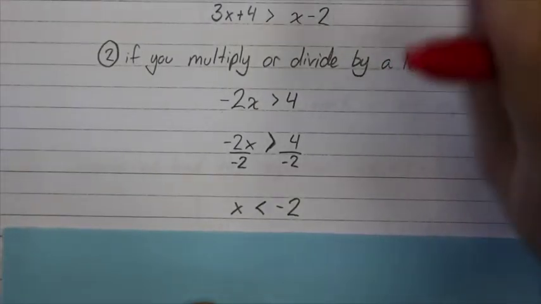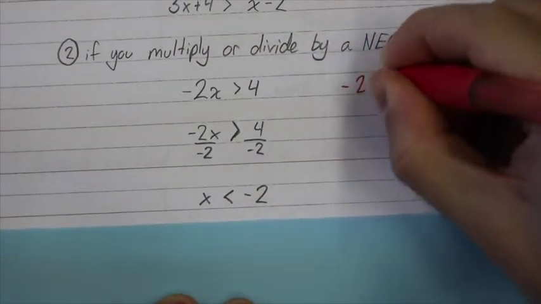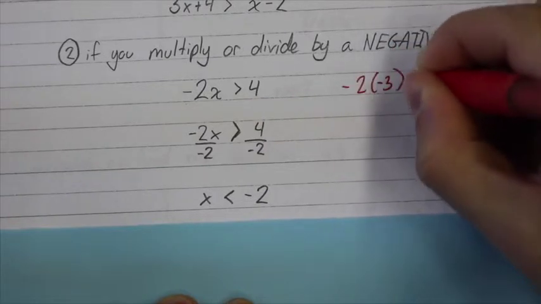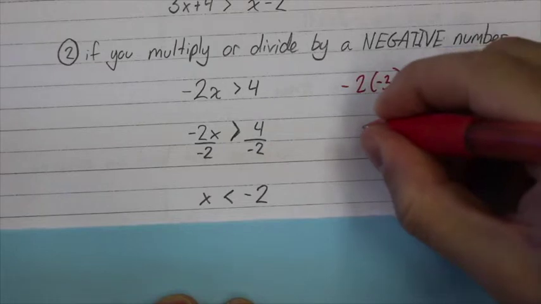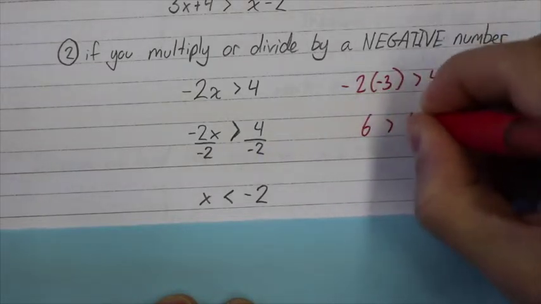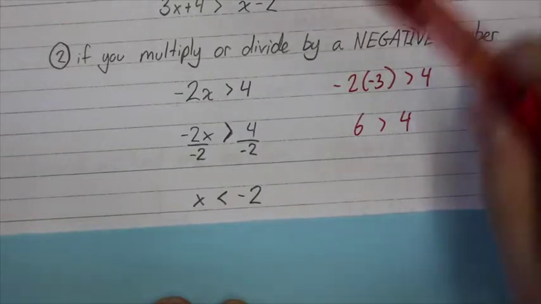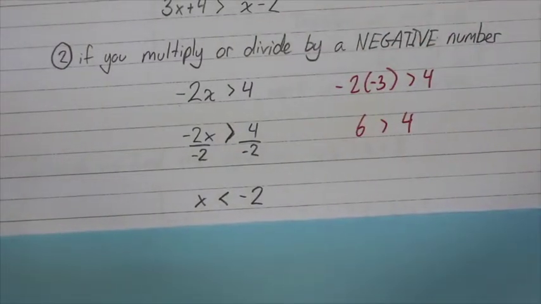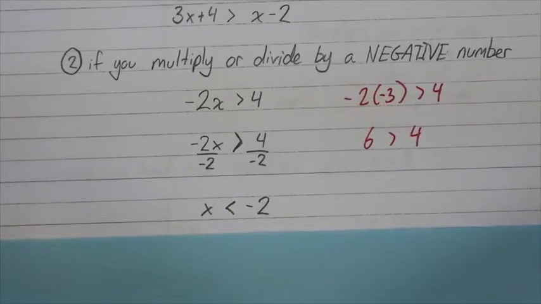You could double check this for yourself. Try a number that's less than negative 2. How about negative 3? Negative 2 times negative 3 is 6. And so the inequality holds. So the rule is if you multiply or divide by a negative number, switch the inequality sign.